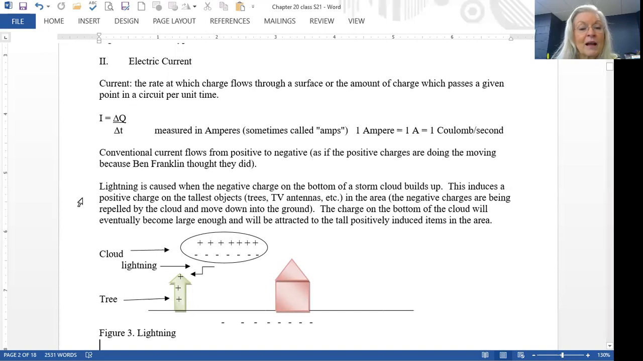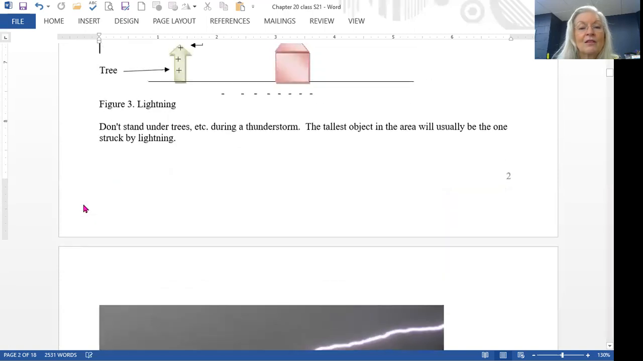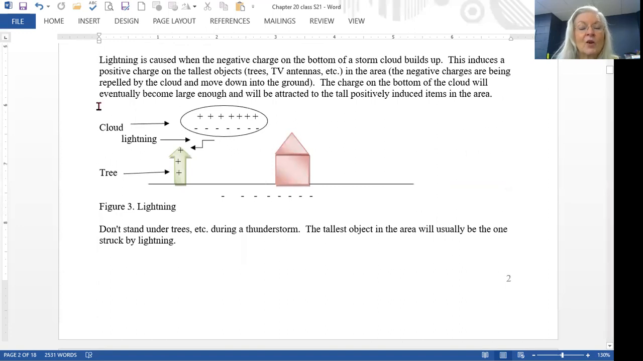Let's talk a little bit about lightning. So with lightning, whoops, I went too far. I'm bad to do that. So with lightning, we have a separation in charge, usually because of turbulence in the clouds. So in a cloud, you'll have positive and negative charges, but when the conditions are right for lightning, those charges actually separate and the bottoms of the clouds accumulate a negative charge.